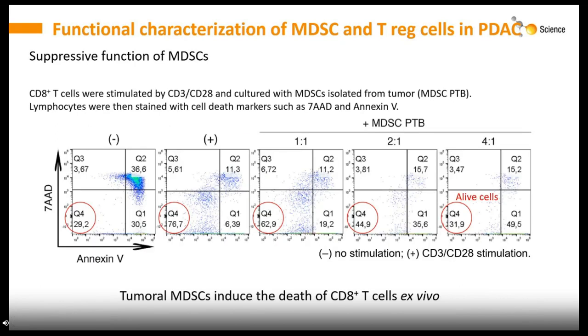We also observed that when we co-cultured stimulated CD8 T cells with MDSC from tumors, the tumoral MDSC can induce the death of CD8 T cells ex vivo. So CD8 T cells were co-cultured with MDSC and stained with cell death markers such as 7-AAD and annexin V. And we observed that the percentage of alive cells decreased when the ratio of MDSC to T cells increased.